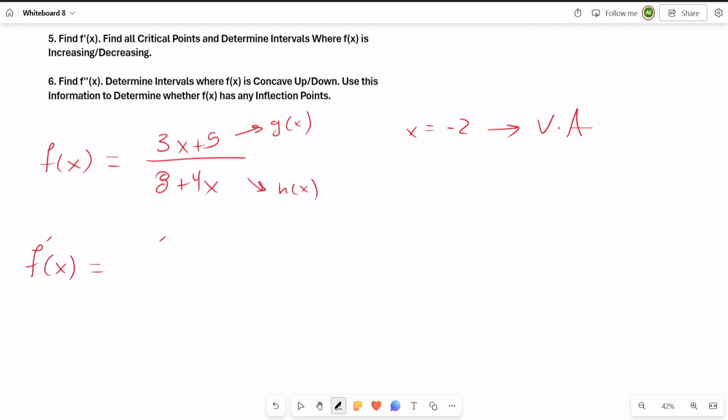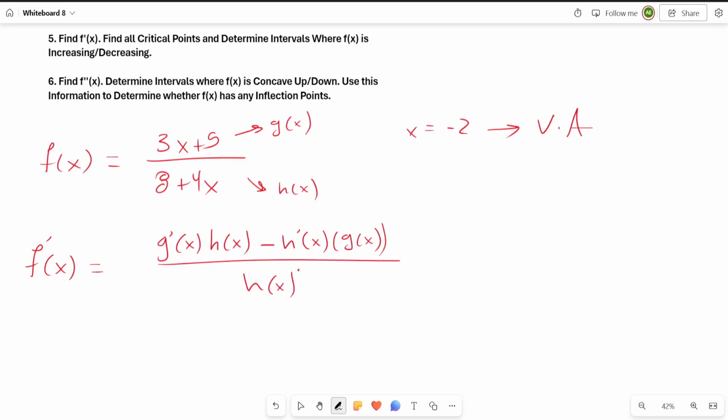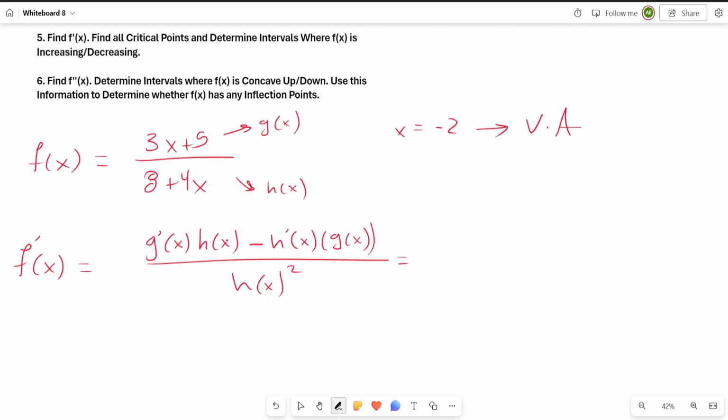Okay, it's going to be the differentiation of the first function times the second, the denominator function normally, minus the other way around now, the differentiation of the lower function times the first function normally, and everything over the denominator function to the power of 2. So this is going to equal differentiation of the first function, differentiation of 3x plus 5.